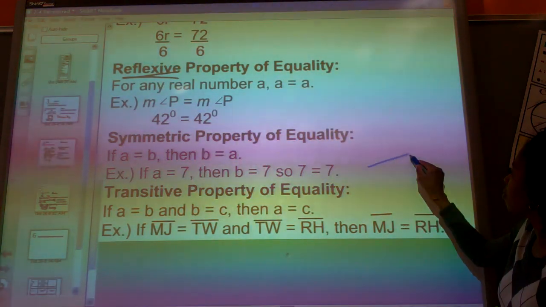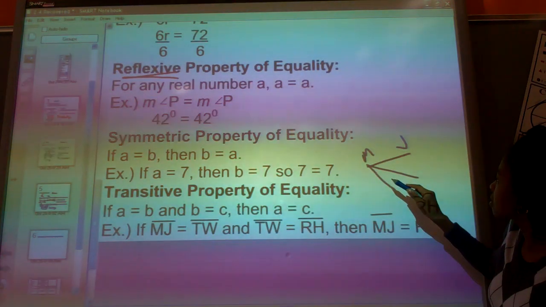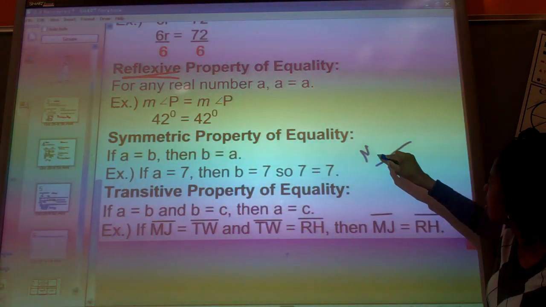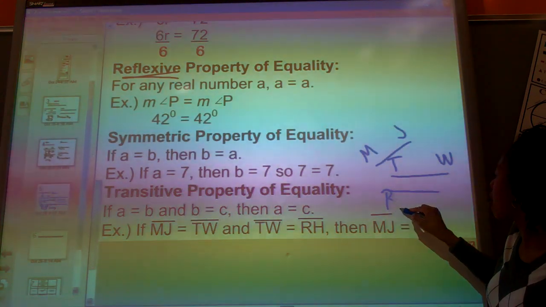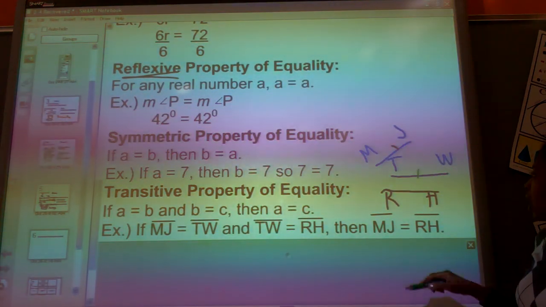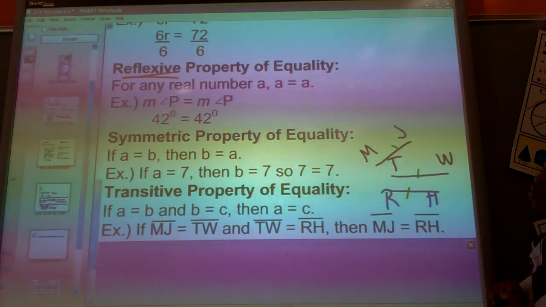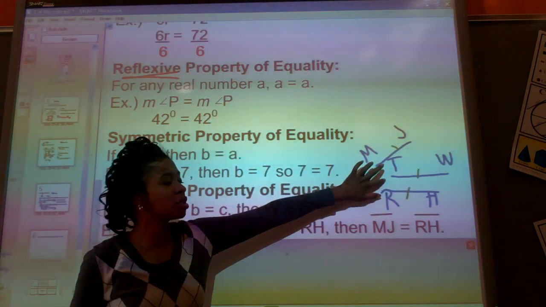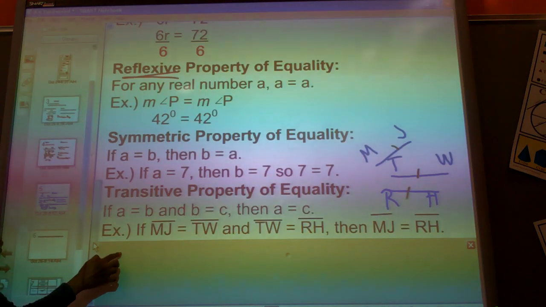So I have a segment here, here, and here. If I have a segment here, MJ, another segment here, TW, and another segment, RH. If MJ is equal to TW, and TW is equal to RH, that means that MJ will be equal to RH. All three will be congruent to one another. That's transitive property. If I know the first and second are congruent, and I know the second and third are congruent, that means that the first and third will also be equal to one another as well.